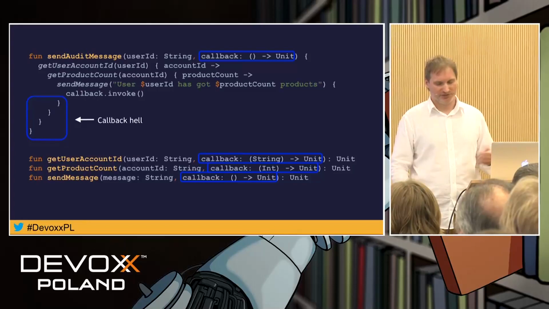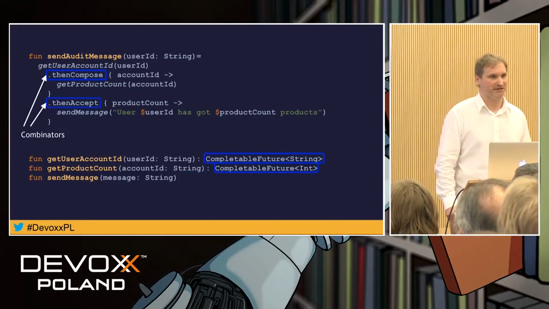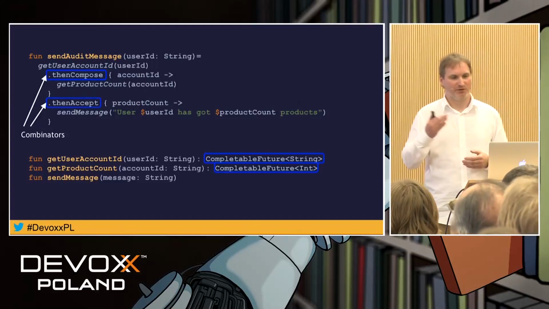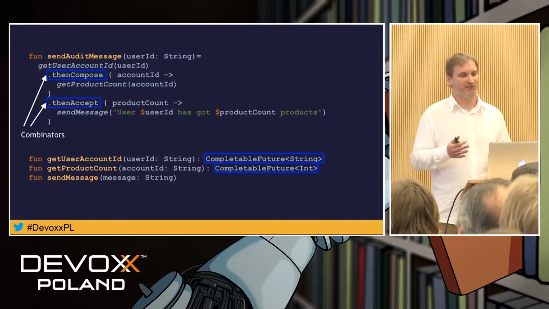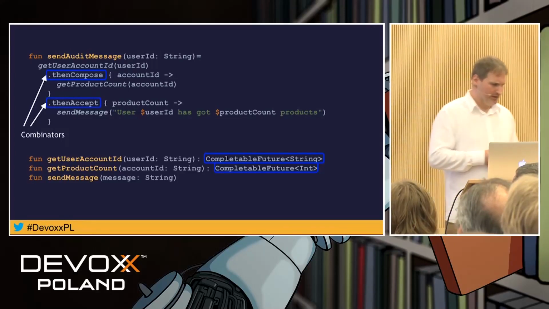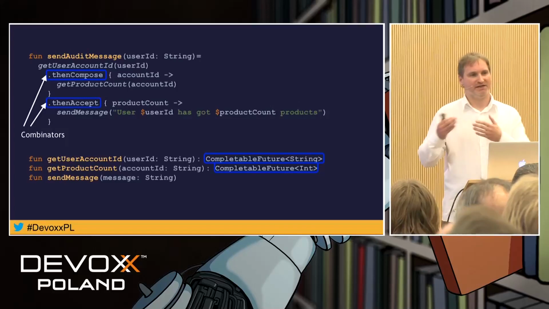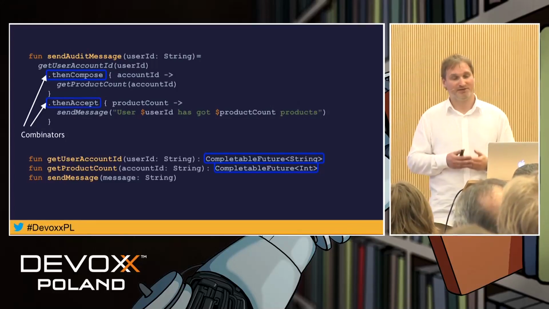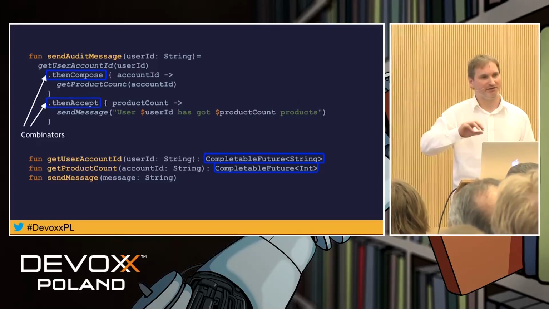So there are other solutions. For example, you can use something which is called a promise object. And it also comes in many forms. Here you can see the code with CompletableFuture, which is a promise object available in the standard JDK. With a promise object, your methods no longer return a value. They also don't have a callback parameter, but they return this promise object, which is sort of like a wrapper around the value.